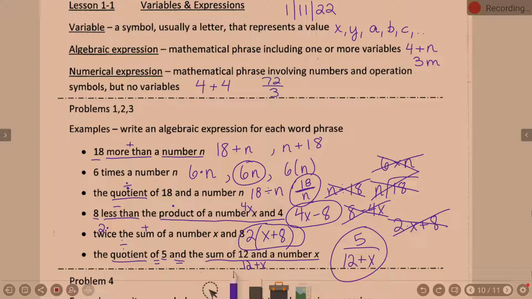If you were going to say 5 divided by 12 plus x, if you were thinking, oh, I would have written it like this, you could, but you'd have to put parentheses there. So that's where this one looks better, doesn't it? Yeah.